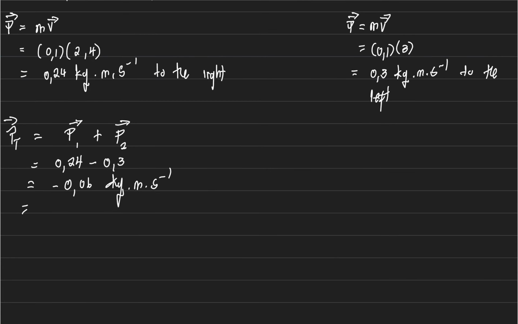And then this negative indicates that those balls moved to the left after they hit each other, or after they came in contact with each other. So you're going to have to write your final answer as 0.06 kilograms meters per second to the left. And then that's all that you were required to do.